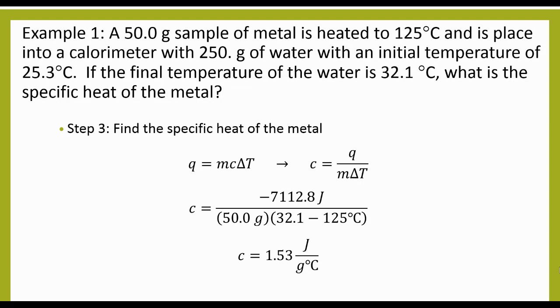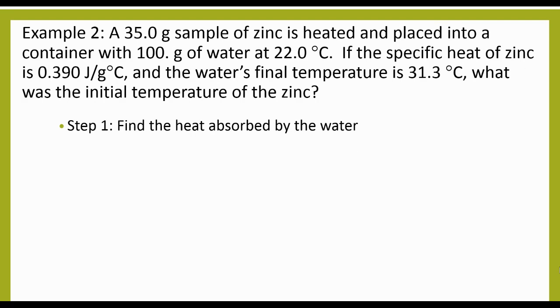And then we want to solve our equation and round to 3 sig figs. So 1.53 joules per gram degree Celsius is the specific heat of my metal. Okay, let's go ahead and try another example.